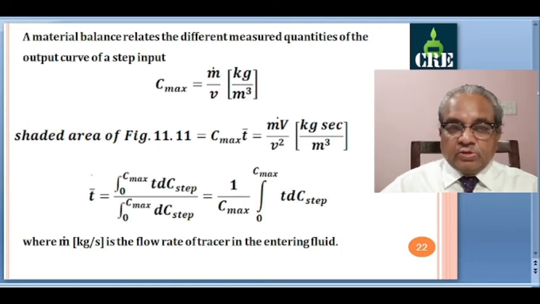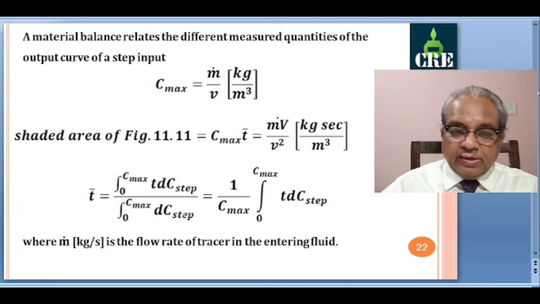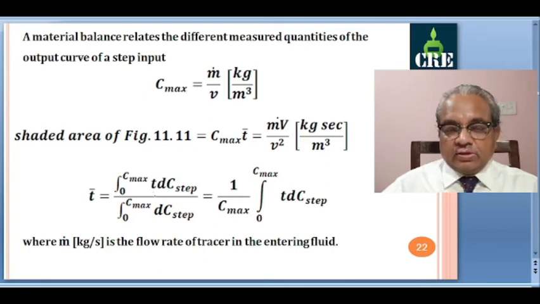T bar, this mean value of time, is defined as integral of t into dc step divided by integral of dc step. So you are averaging this time: integral 0 to C max of t dc step divided by integral 0 to C max of dc step. The denominator integral will be C max, and I have written 1 upon C max outside the integral, with the integral 0 to C max of t dc step. So this is the definition of T bar, the mean time.